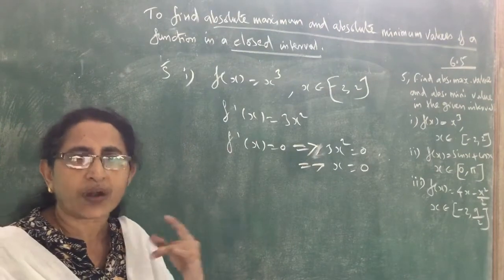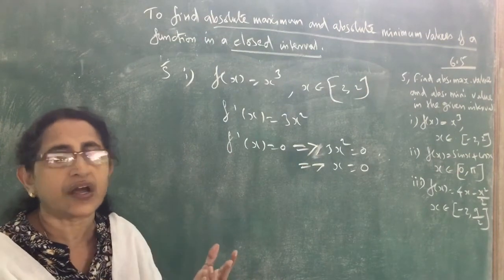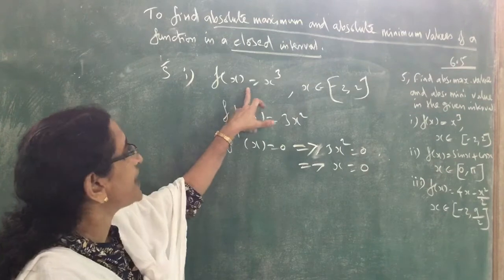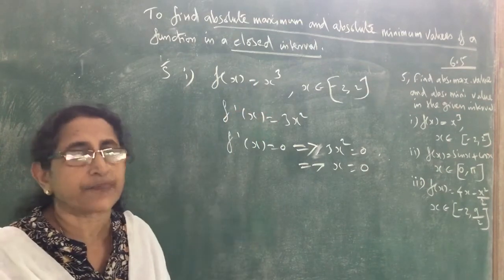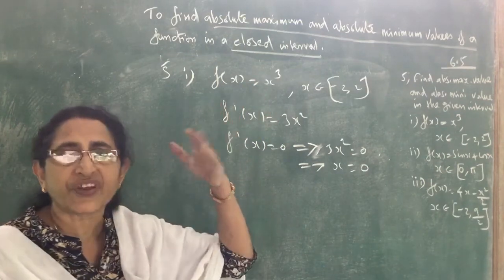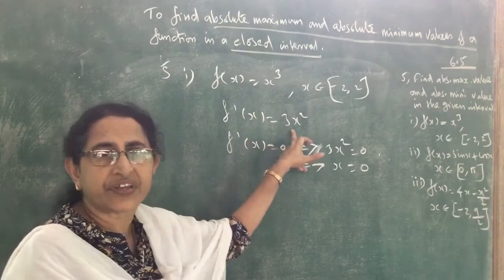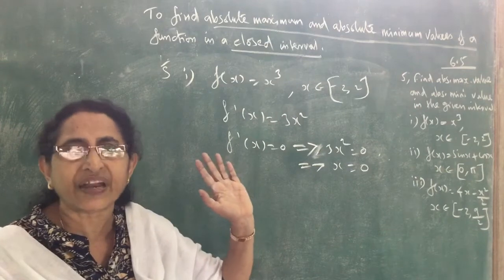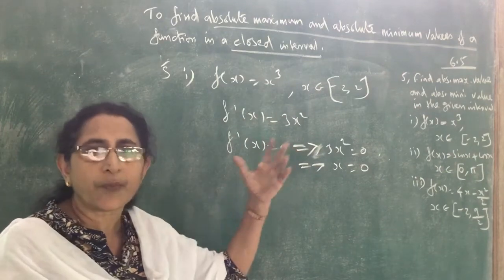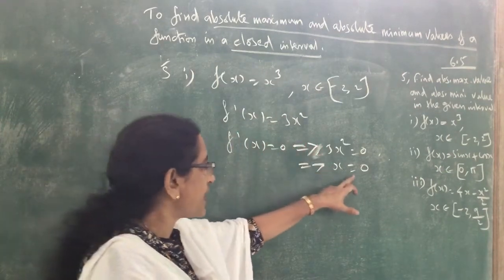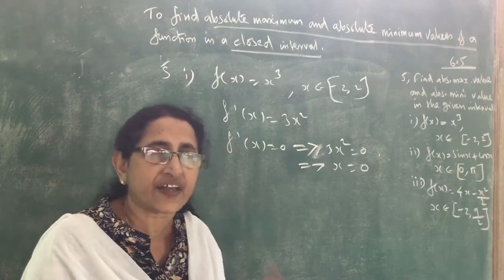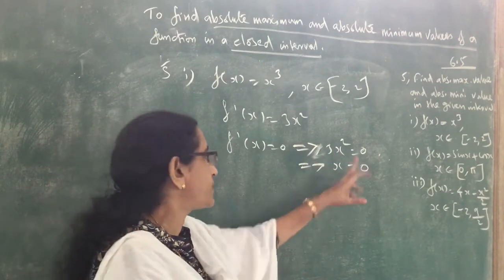So there is only one value of x for which the derivative is equal to 0. Now we have to check one more thing, whether the function is differentiable at all values of x. Here it is a polynomial, so it is differentiable, and the derivative exists for every real number x. So it is differentiable at all points. Only one critical point, x equal to 0.